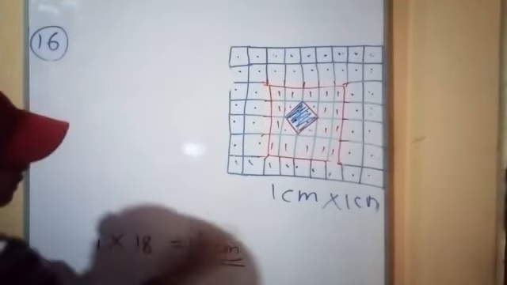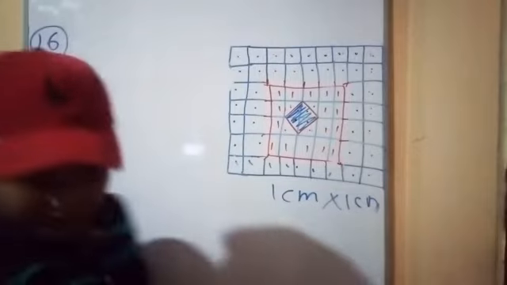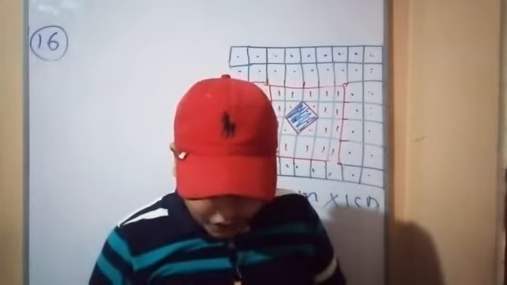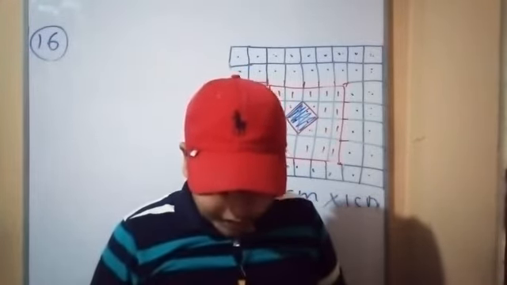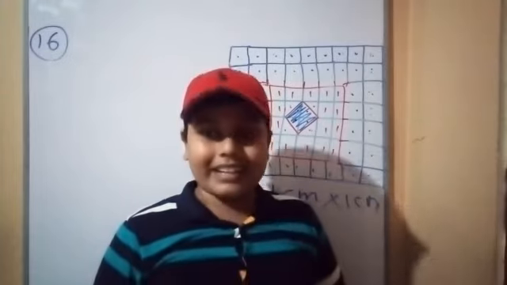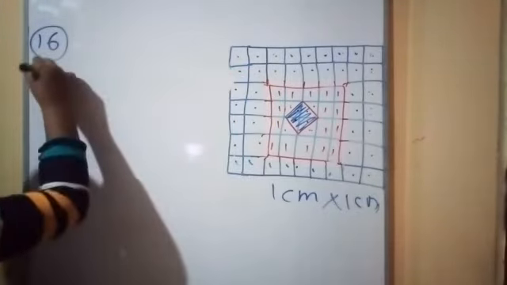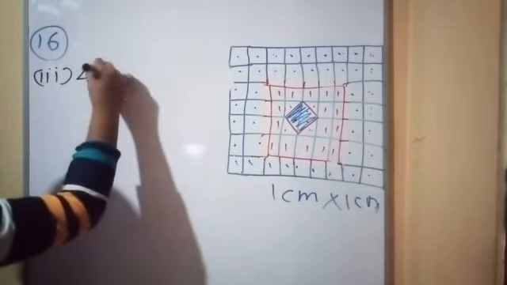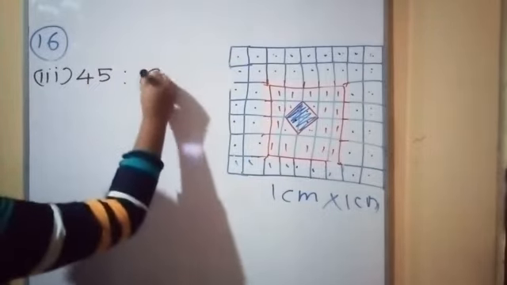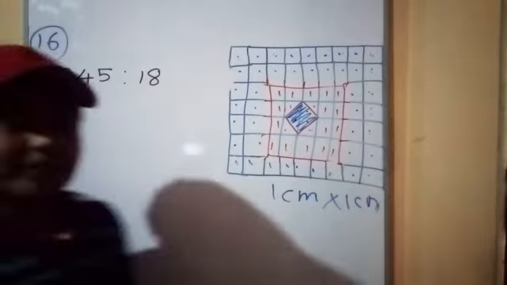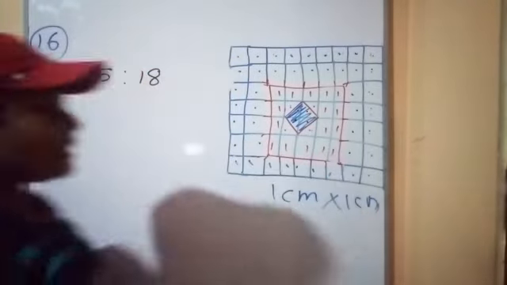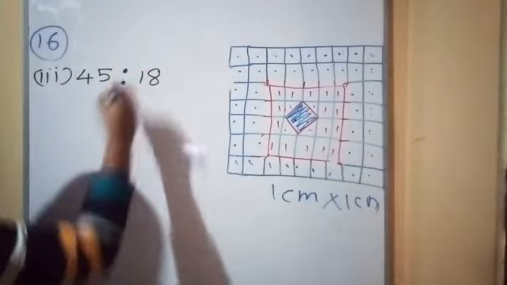Okay, the 16th question, the last one. Find the ratio of the total red area to the blue area. That means the red area to the blue area, the third one: 45, 18. You want to find the simplest form of this ratio.